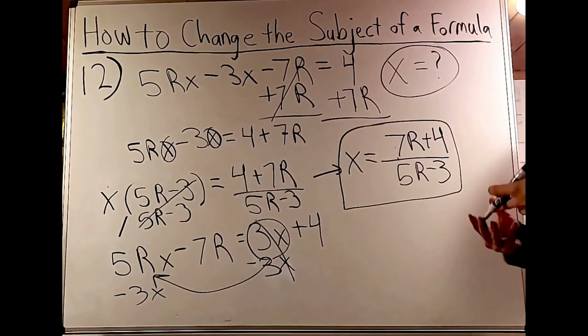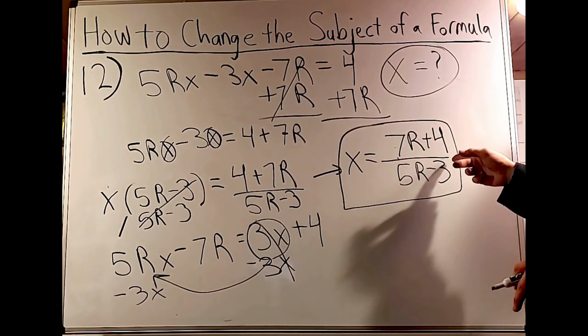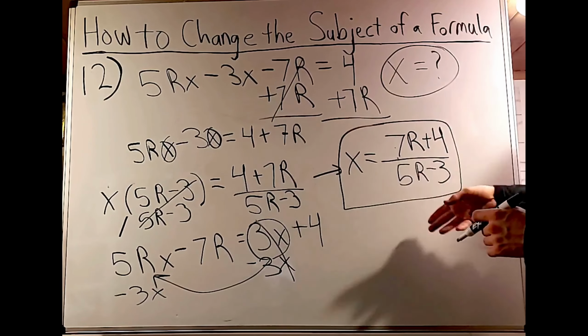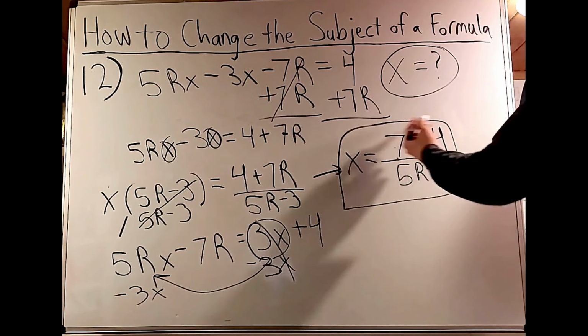And if you like things to look more organized, you could always write that as x equals 7r plus 4 divided by 5r minus 3. So the r's are going to line up, and the plus and the minuses are going to line up. Okay, but that is our final answer there.